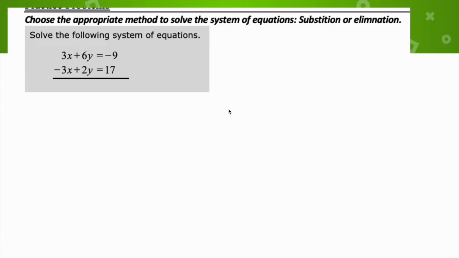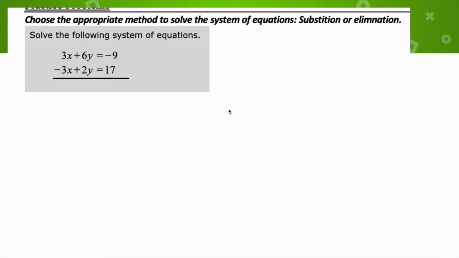Okay, so in this section specifically, we're going to choose the appropriate method to solve a system of equations. So it's either going to be substitution or elimination. They're not giving us graphing as a method, although that can also be used. It's a very effective method depending on how the problem is set up. So we're going to take a look at what we see and which method makes the most sense.